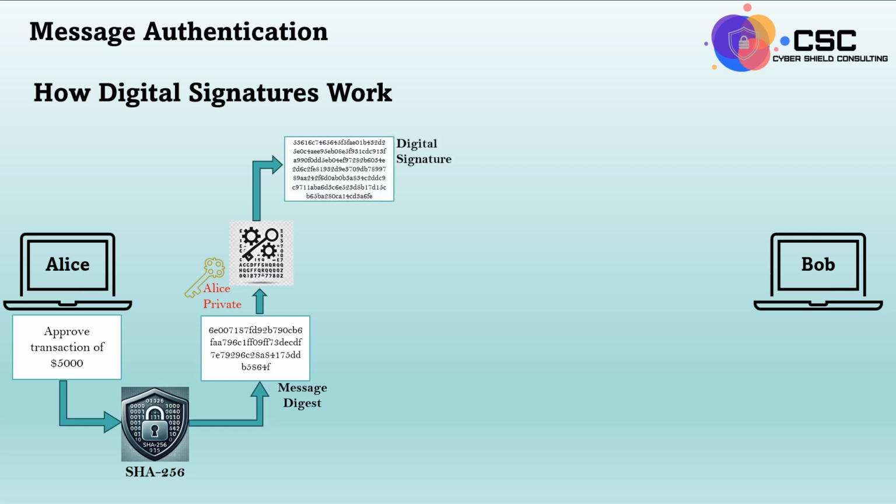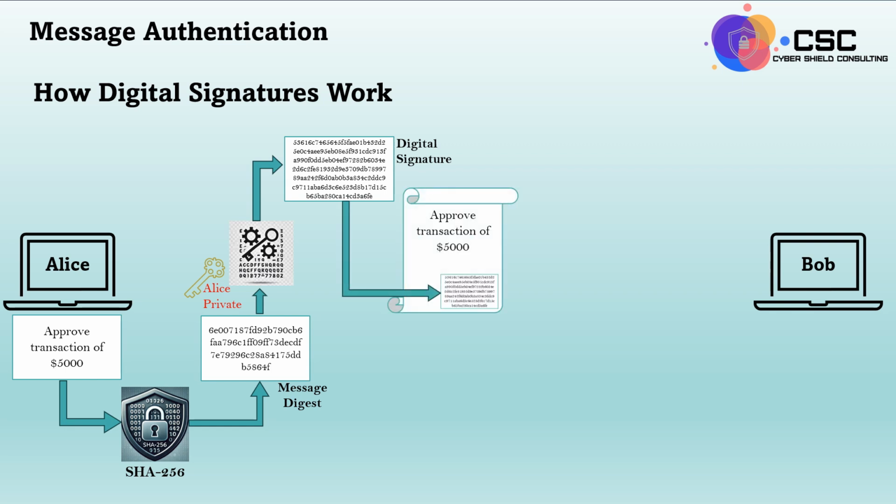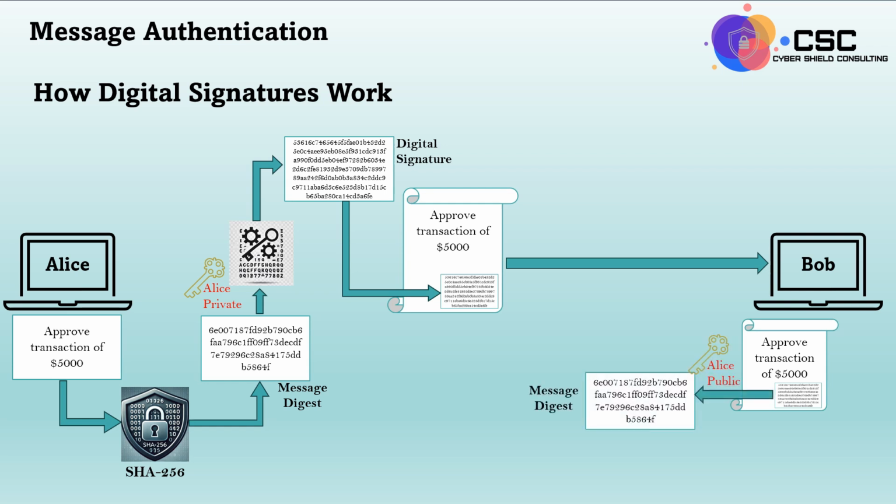Now that Alice has created the digital signature, she needs to send the message to Bob, while ensuring that he can verify its authenticity. When Bob receives Alice's message, he needs to confirm two things. The message really came from Alice, this is authenticity, and the message was not altered in transit, this is integrity. Bob will use Alice's public key to decrypt the digital signature. If the decryption is successful, it confirms that the message was signed by Alice's private key, proving authenticity.